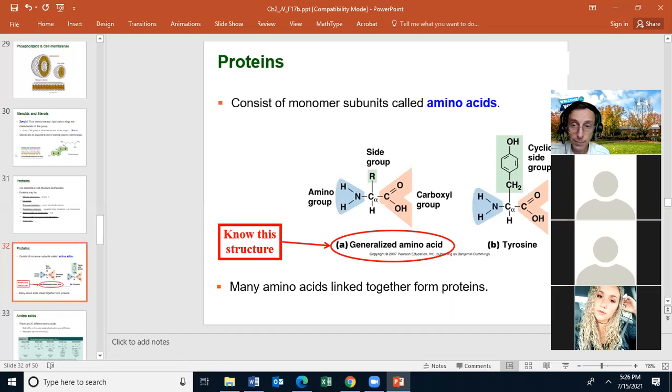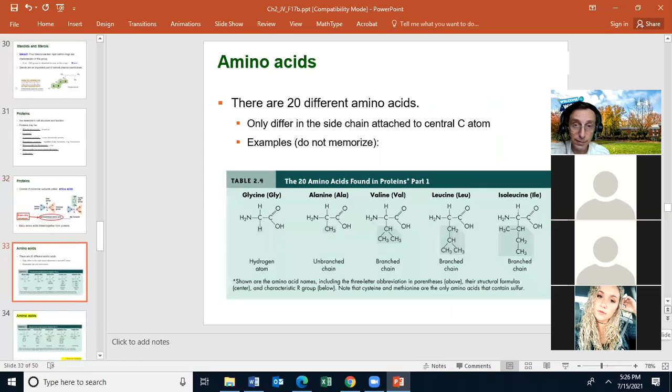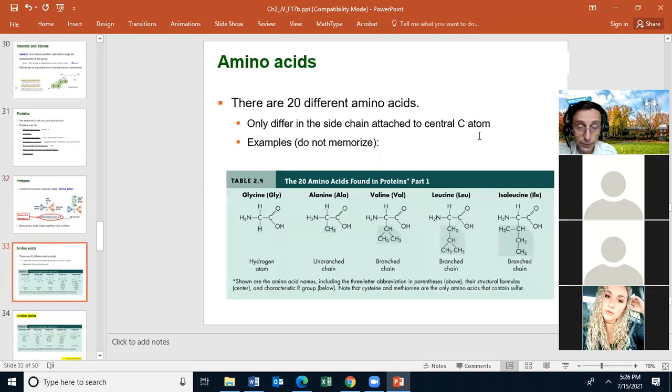You do not need to memorize the next 2 tables, but I just want to show you that there are 20 different R groups, at least in human, and let me blow that up a little.